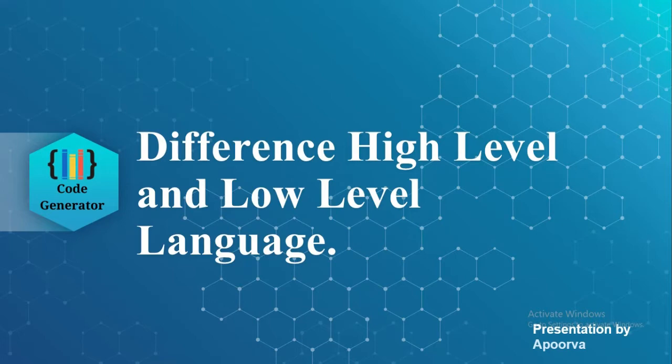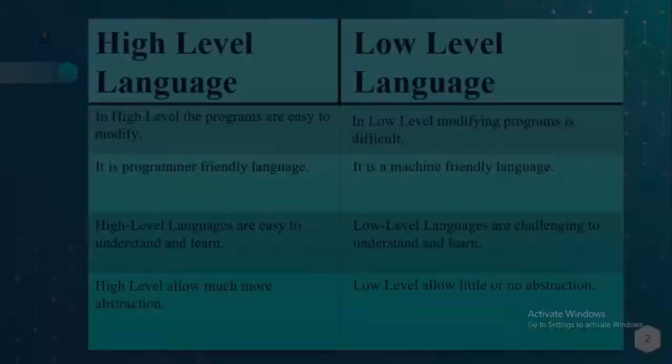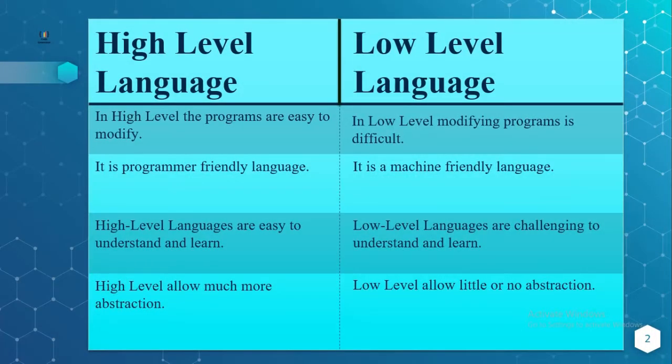Now let's move on to the difference. In high-level language, the programs are easy to modify, whereas in low-level language, it's difficult. It's in programmer-friendly language. High-level language is also called programmer-friendly language, and low-level language is machine-friendly language, which can be understood by the machines more than humans.